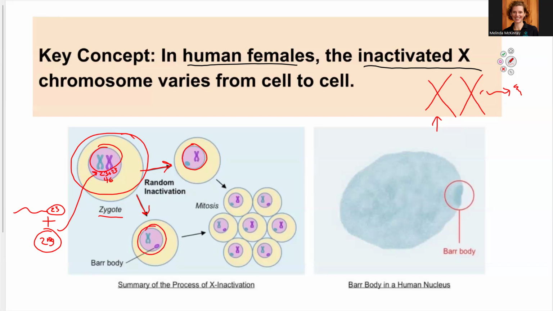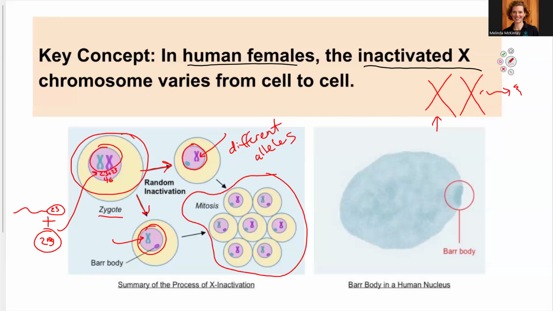So in this cell, the genes are going to be from this one at random, and in this cell, the genes are from this one at random. So these will have different alleles, okay? Different alleles, not always, if it's homozygous, but if they're heterozygous, they can have different alleles. So then you're going to have an assortment of cells that may be expressing different alleles and function slightly differently.